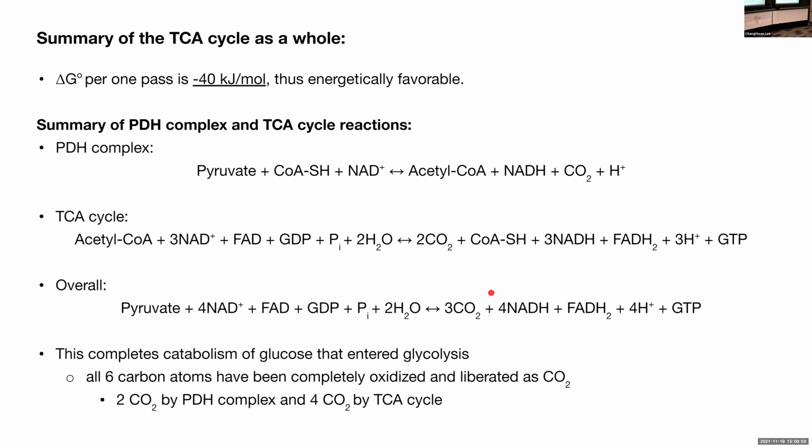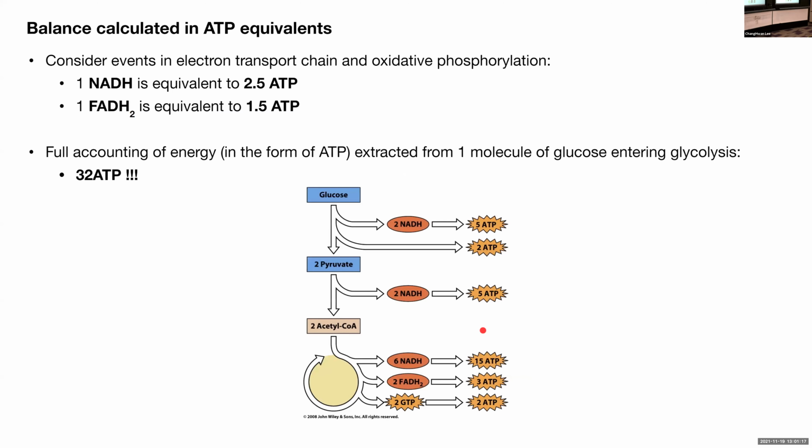And think about it, the overall reaction says that there's only 3 carbon dioxide. But when we go back to glycolysis, one glucose generates two pyruvates, right? So starting from two pyruvates, this overall reaction will have twice as much of all these molecules. So that includes 6 carbon dioxide in total.